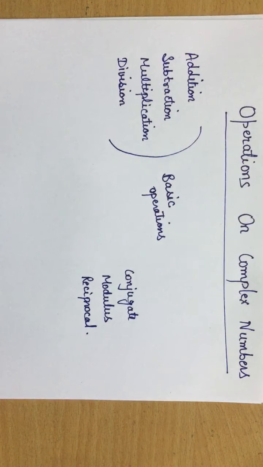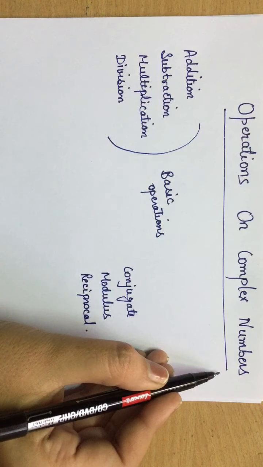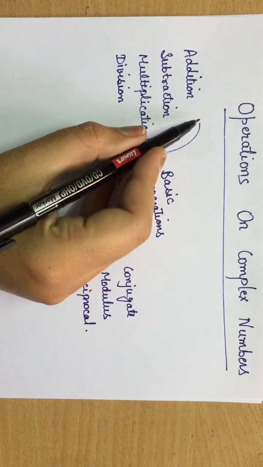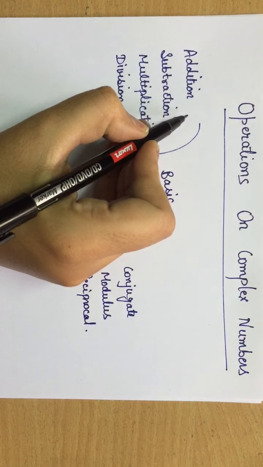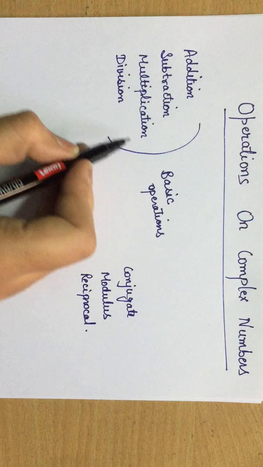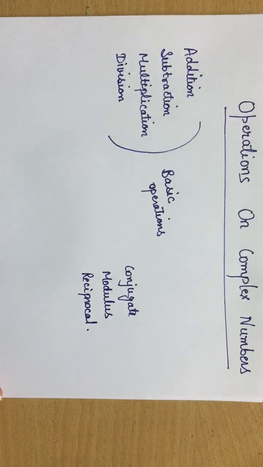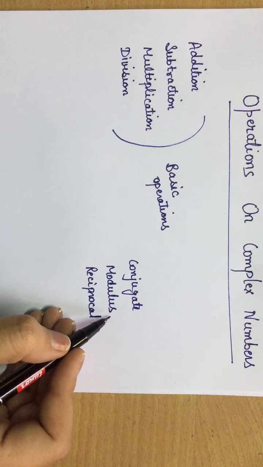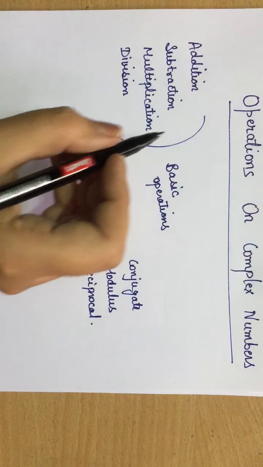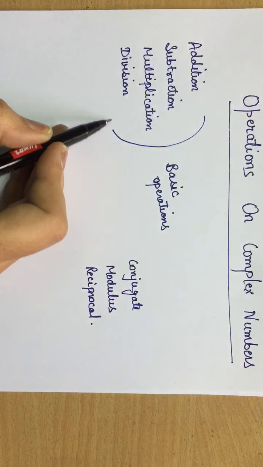Today we will deal with operations on complex numbers. The basic operations performed on complex numbers are addition, subtraction, multiplication and division. There are some other operations like conjugate, modulus and reciprocal. First of all, we will deal with basic operations.